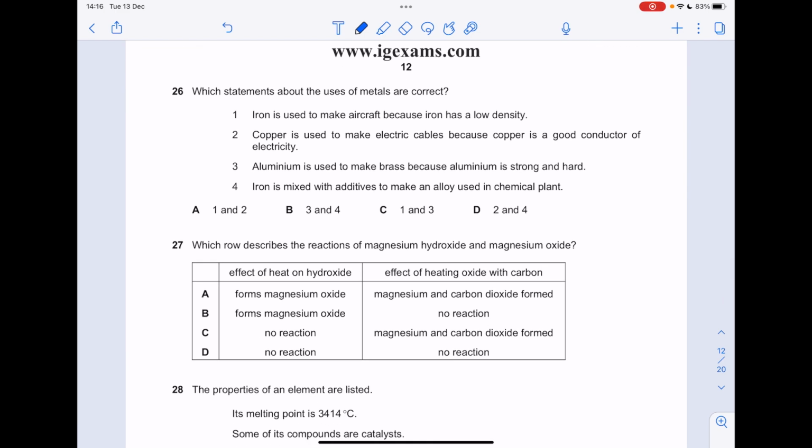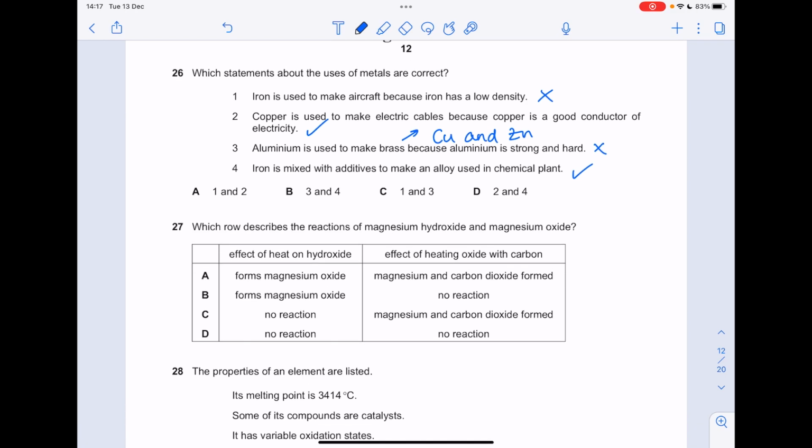Which statements about the uses of metals are correct? Iron is used to make aircraft because it has low density. No, iron's pretty heavy. It's quite a high density and it's not used to make aircraft for that reason. Copper is used to make electric cables because copper is a good conductor of electricity. True. Aluminium is used to make brass because aluminium is strong and hard. No, brass doesn't contain aluminium. Brass contains copper and zinc. Iron is mixed with additives to make an alloy used in a chemical plant. Yes. It's often mixed with a bit of carbon to make steel. So we've ticked 2 and 4, option D.